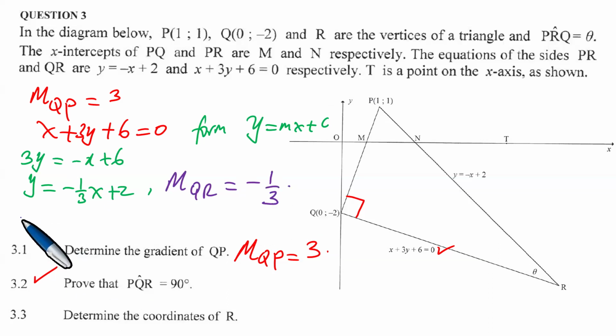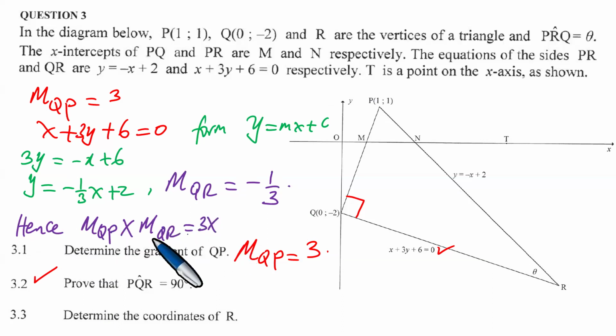Okay, thus, or hence, the gradient of QP times the gradient of QR equals: the gradient of QP is 3 multiplied by the gradient of QR, which is minus 1/3. Multiplying 3 with minus 1/3 gives us a minus 1. Okay, what is the meaning of this? We've established the fact that the gradient of QP times the gradient of QR is minus 1.